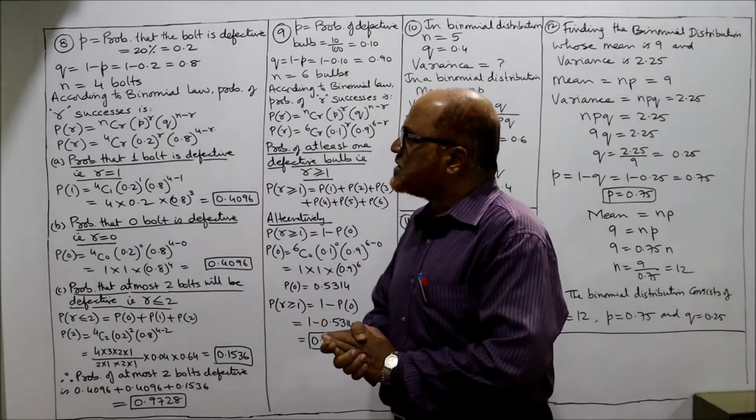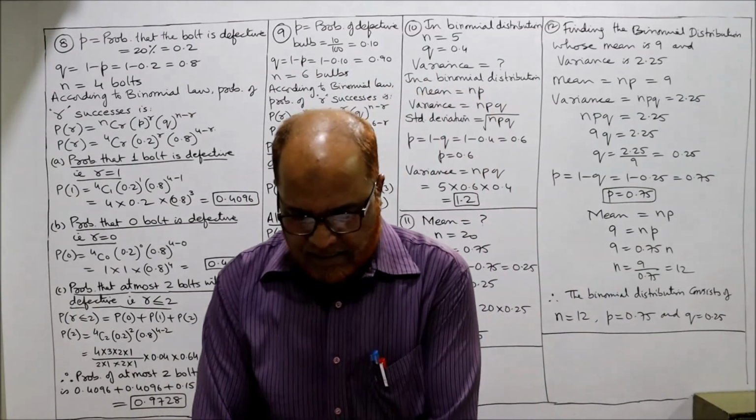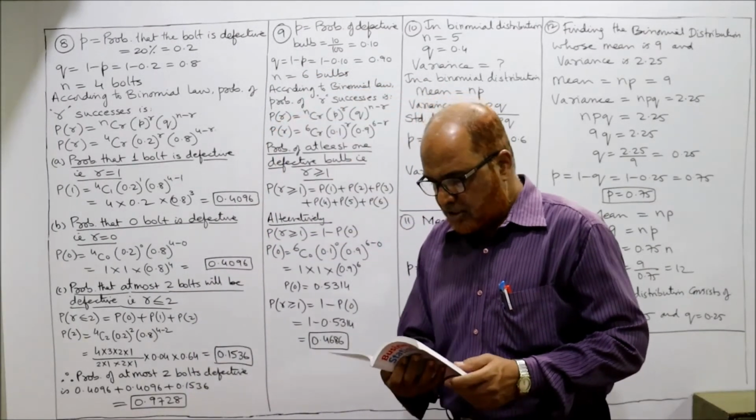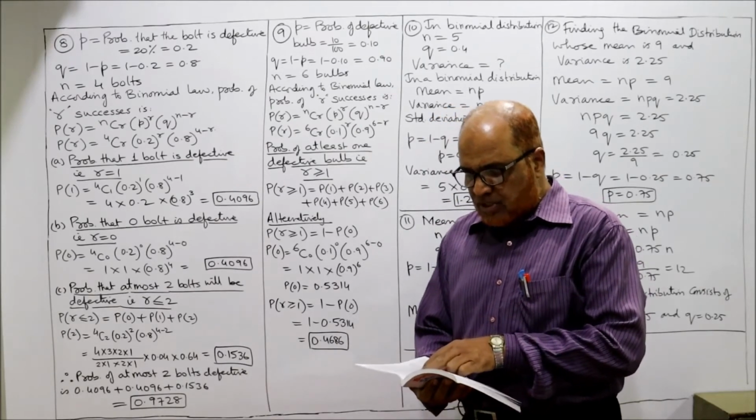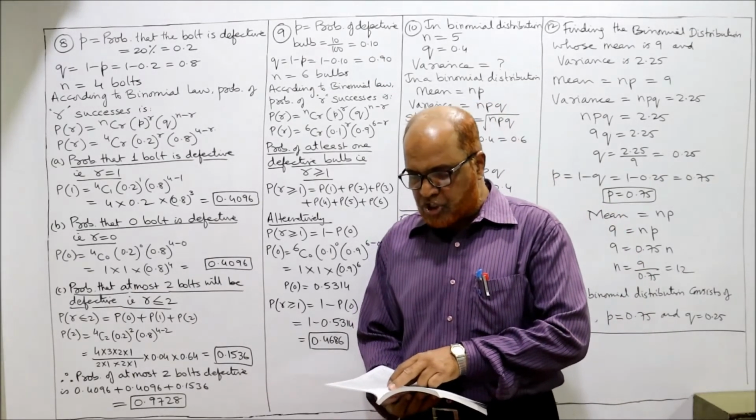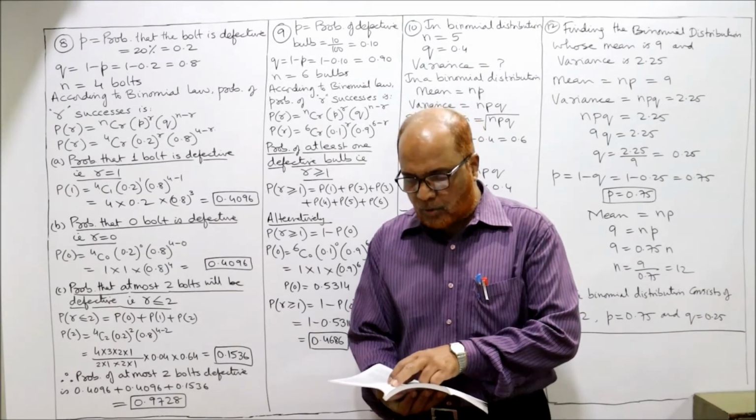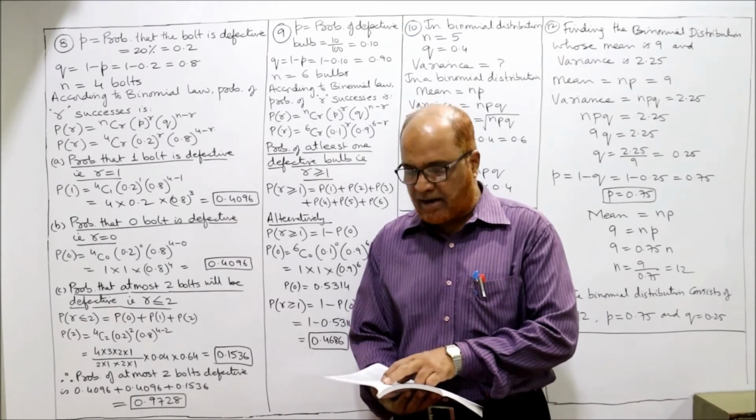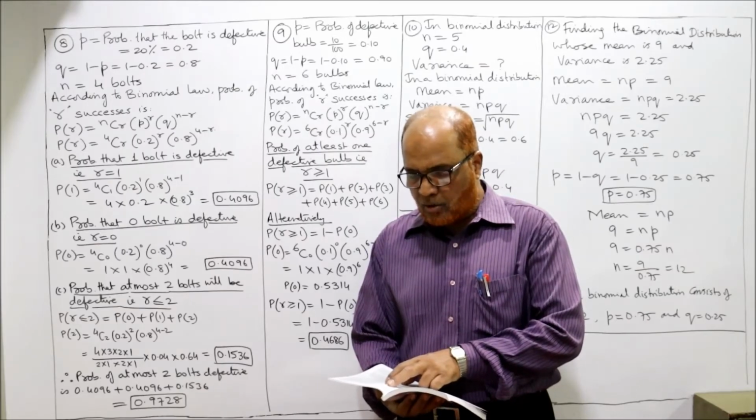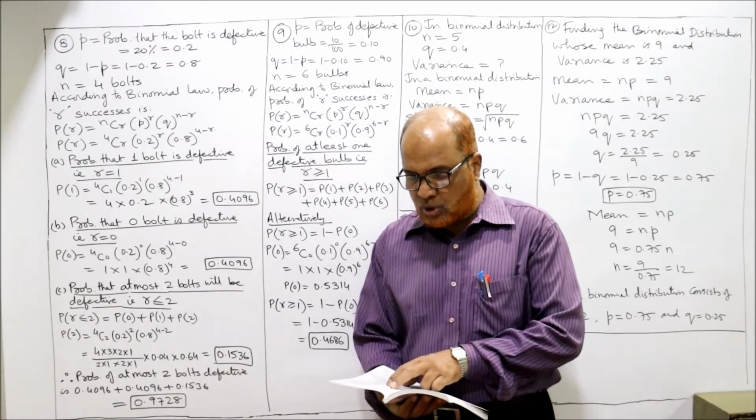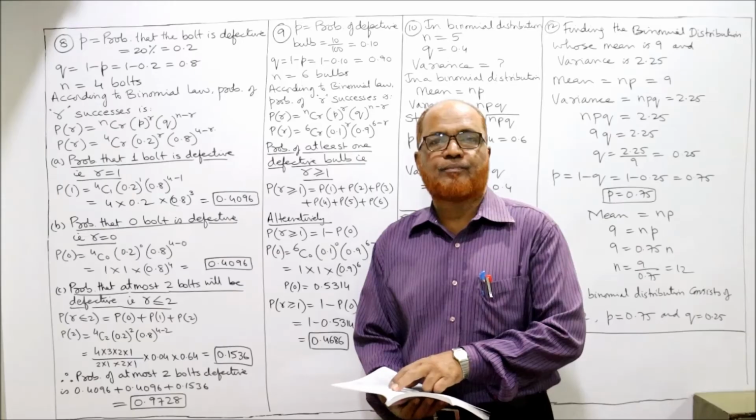Come on students, now we'll start the next problem, problem number 8. See carefully problem number 8. If 20% of bolts produced by a machine are defective, determine the probability that out of 4 bolts chosen at random, 1 or 0 or at most 2 bolts will be defective.